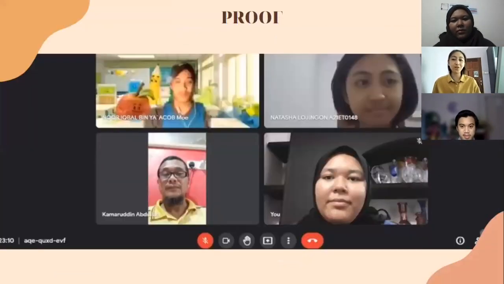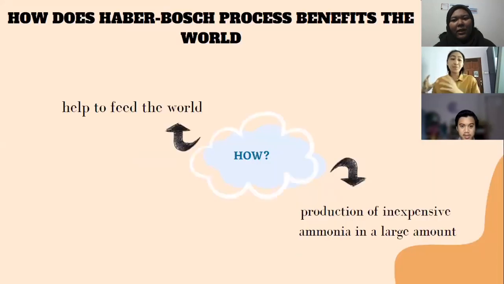So how does the Haber-Bosch process actually impact the world, or how does it benefit the world? First of all, it helps feed the world. Before we start, did you ever see a magician make a coin out of thin air? Of course not, it's impossible. And here we have a brilliant German chemist, Fritz Haber, who actually made food out of thin air, or as Germans would call it, Brot aus Luft, which means bread from air. So how is it possible?